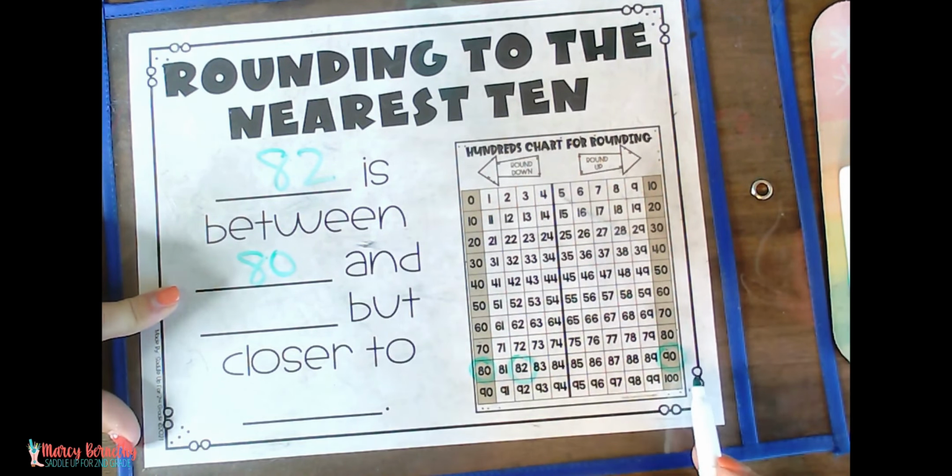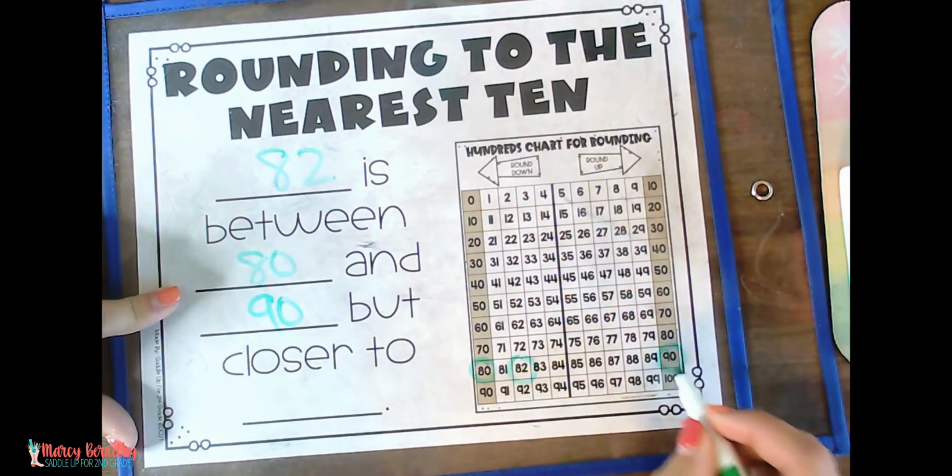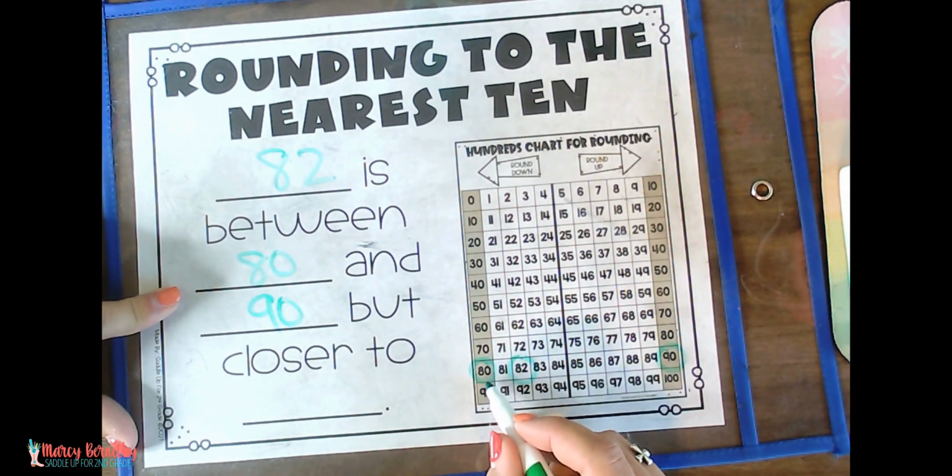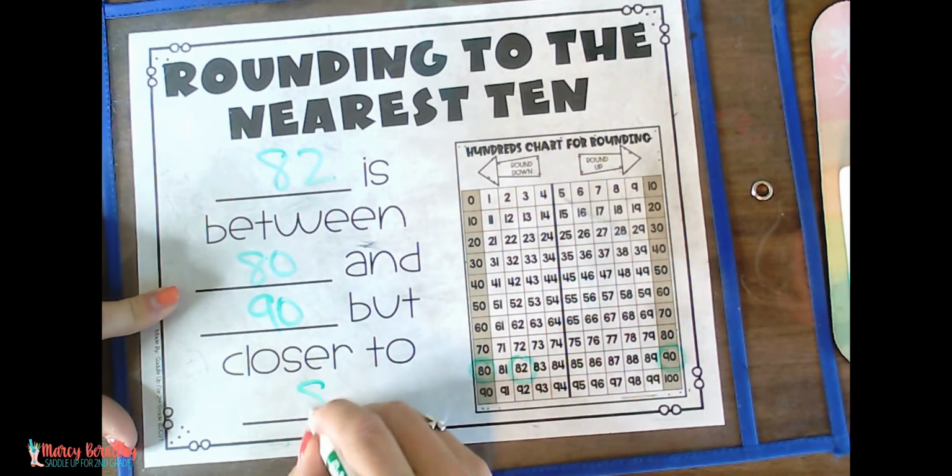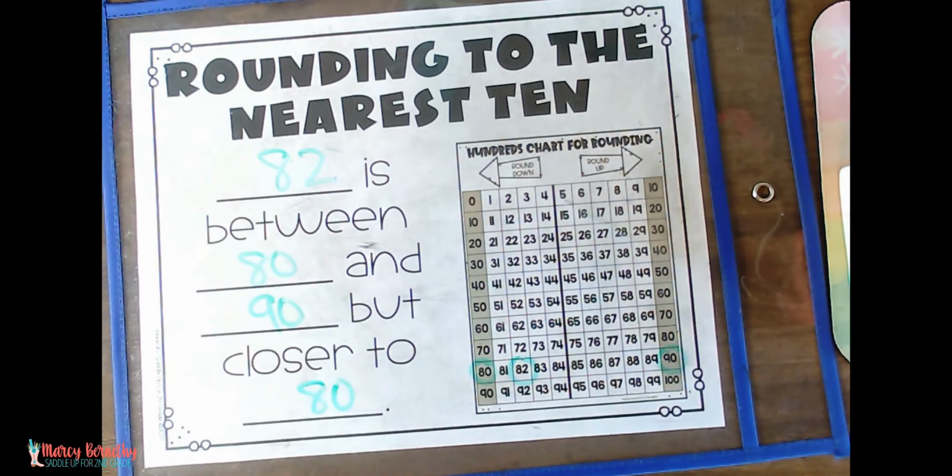and 90. You could even have them circle the tens on the 100 chart if that would be better. So it's in between 80 and 90, but it's closer to 80. So 82 rounded to the nearest 10 would be 80.